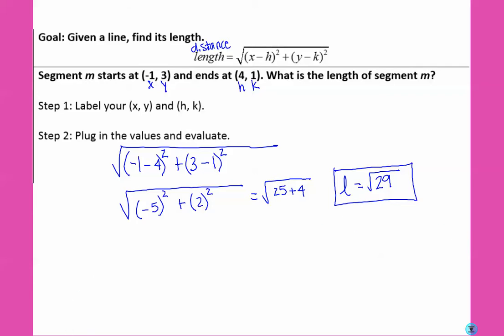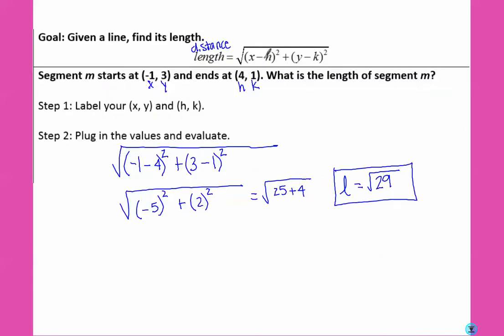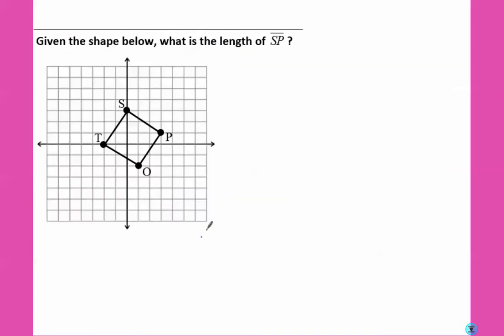What if we were given it on a graph instead? The nice thing about graphs is we don't have to do this subtraction part. We can just count and square the x's, count and square the y's. So we're going from S to P. So in the x direction, we go 1, 2, 3. So square root of 3 squared plus, in the y direction, we go -2. So -2 squared, or +2.